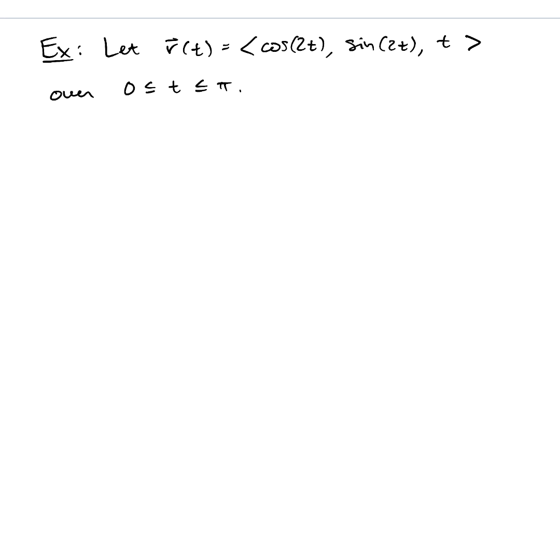Here's an example. Okay, so let's say we have this space curve. It's cos 2t, sine 2t, and t, over the interval, let's say 0 less than or equal to t, less than or equal to pi, say. Okay, our job is to compute the line integral over that curve of the function x plus 3y take away z squared, all done ds with respect to arc length.